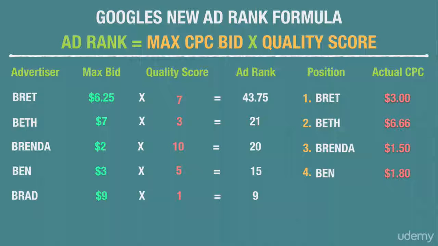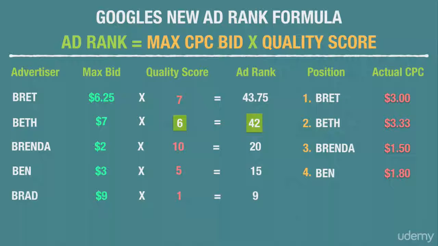Now let's take a look at this a little further. Say Beth improves her quality score and she turns her 3 into a 6. So now her ad rank is a 42. She's still in position 2 on the results page because her ad rank is still lower than Brett's, but look what happens to her actual CPC. Now when we divide 20, which is the ad rank to beat, by 6, her quality score, we get an actual CPC of $3.33, half of what she was paying before. So by increasing her quality score by a few points, she's able to drastically lower her actual CPC.